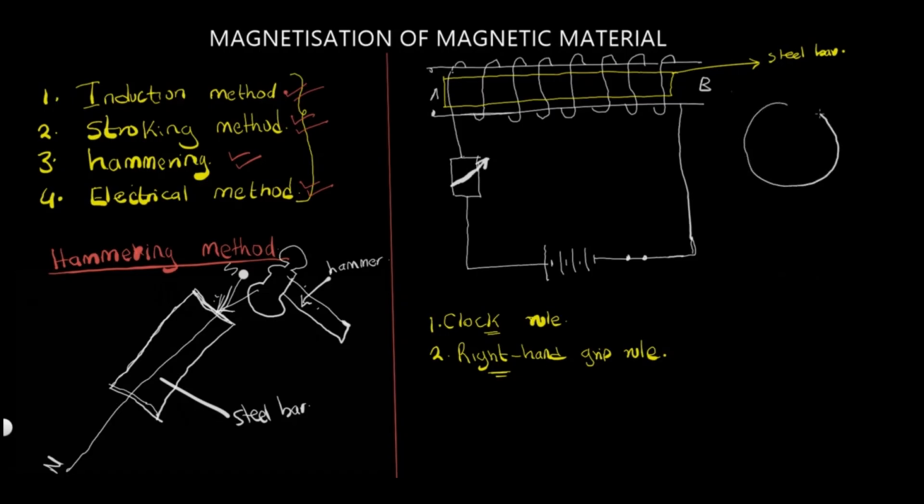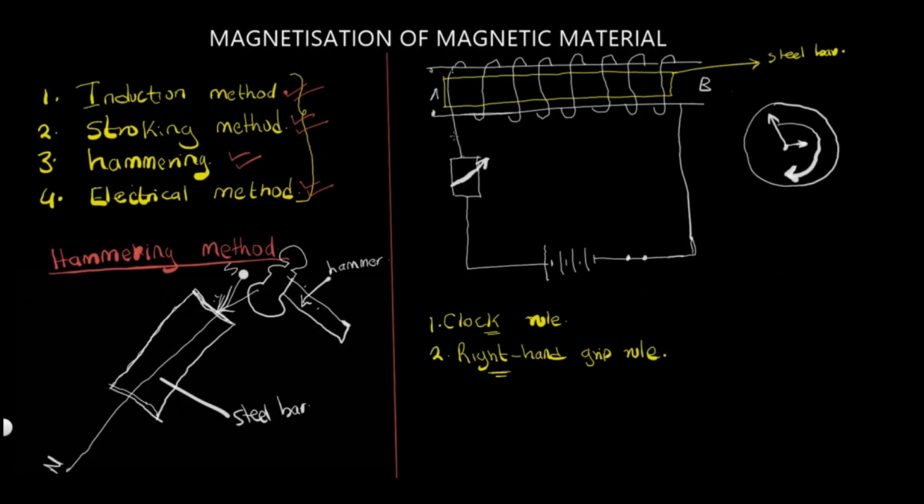So if this is a wall clock, we all know that the minute hand is always longer than the hour hand, and these hands usually move in this direction. So if this is the minute hand, it will keep on moving in this direction. So this direction represents the clockwise direction.